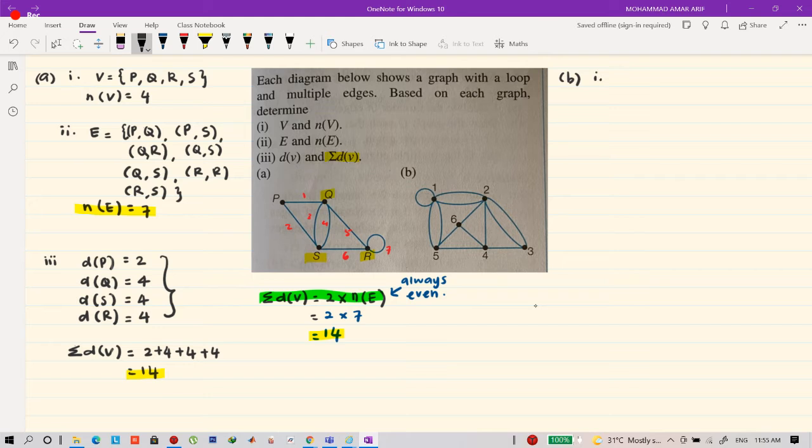So question B number 1. So vertices kita, cari berapa titik yang kita ada. So berapa titik yang kita ada? 1, 2, 3, 4, 5, 6. Okay, so bilangan titik adalah 6. Right. So untuk number 2, edges pula.